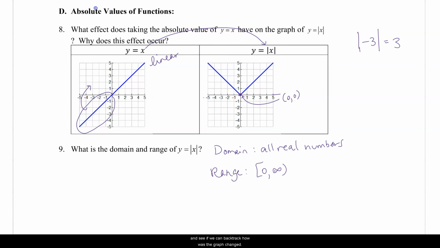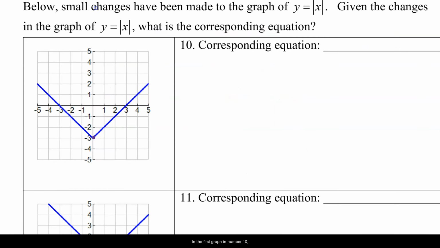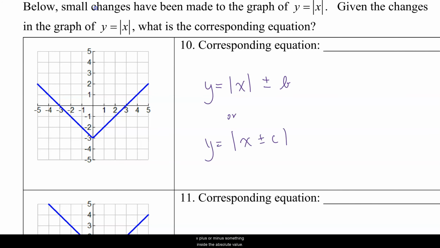How was the graph changed? How was it shifted? Up, down, left, or right? In the first graph in number 10, we have this nice V-shaped absolute value function, but we changed it somehow. Y doesn't just equal the absolute value of x. It equals the absolute value of x plus or minus something, or x plus or minus something inside the absolute value. We have to make a decision which one this is.